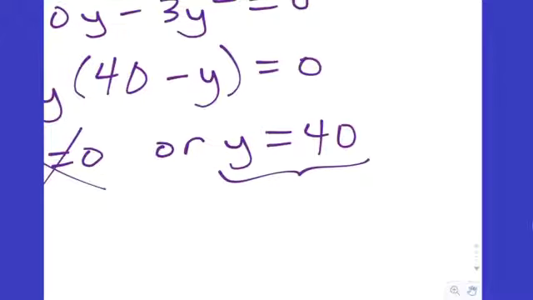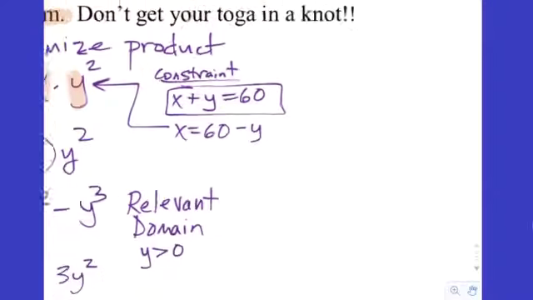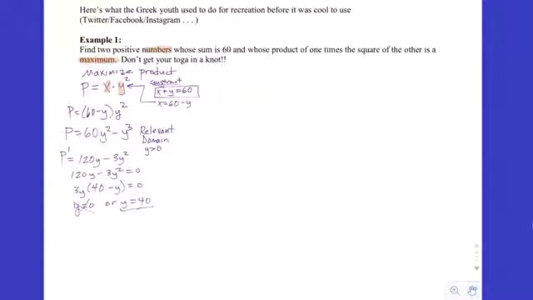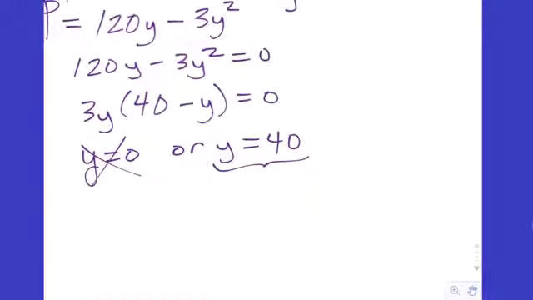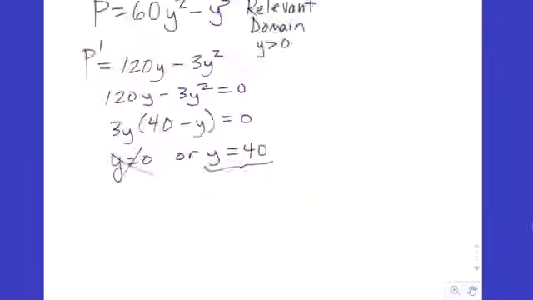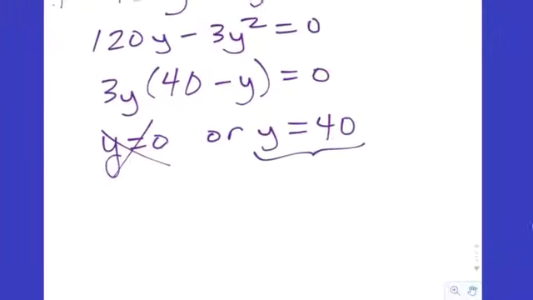So we only got one critical value out. Does that mean it has to be the answer? 99 times out of 100, if you get one output and you have no endpoints, we don't have endpoints here, right? It's going to be probably the answer. But we need to verify. What if Y equals 40 is the value that minimizes the product instead of maximizes it? That'd be embarrassing, right? Ooh, we found the wrong one. So how can we tell if that's going to give you a max or a min?